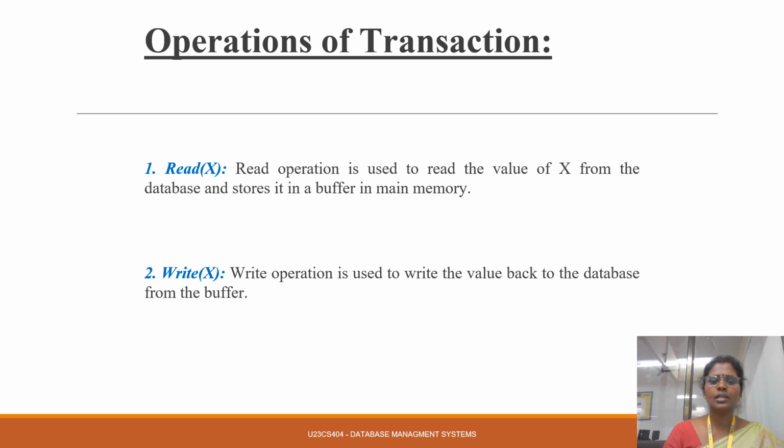Now we are going to see about the operations of transaction. There are four operations in transaction: read operation, write operation, commit, and rollback. The read operation is used to read the content of the database and store the data in the buffer which is available in main memory. Write operation means it is used to write the value back to the database from the buffer. That is, writing the content from main memory to the database.